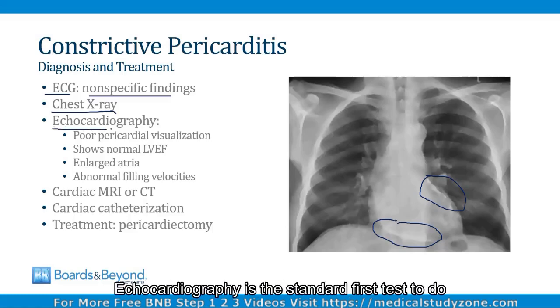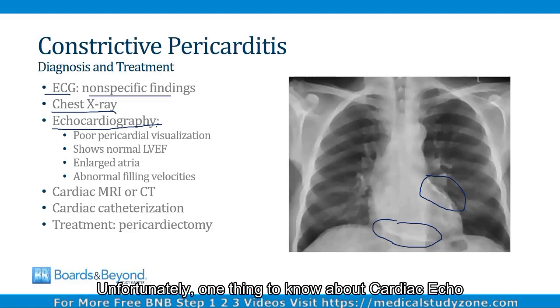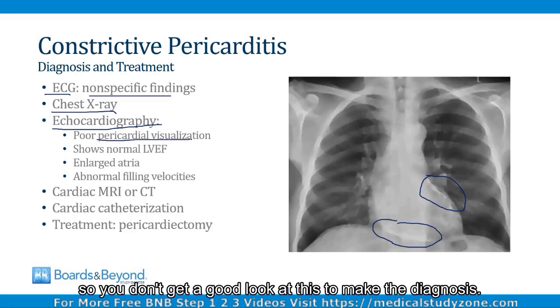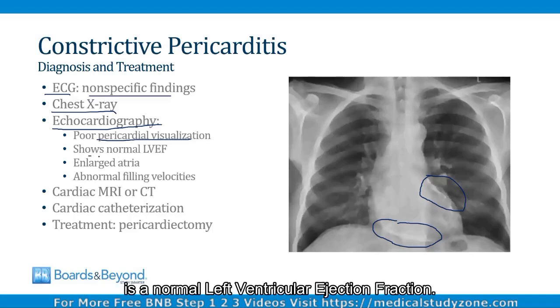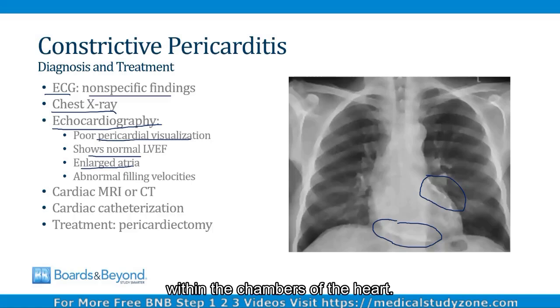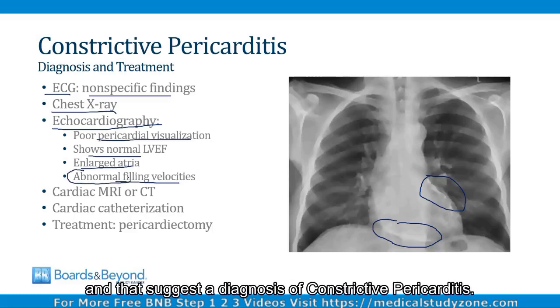Echocardiography is the standard first test to do when you think a patient may have constrictive pericarditis. Unfortunately, one thing to know about cardiac echo is that it doesn't visualize the pericardium very well, so you don't get a good look at this to make the diagnosis. Usually what you see is a normal left ventricular ejection fraction. There can be enlarged atria from high pressures within the chambers of the heart, and then you can measure the filling velocities of the different chambers of the heart. This is an advanced topic, but these are often abnormal, and that suggests a diagnosis of constrictive pericarditis.